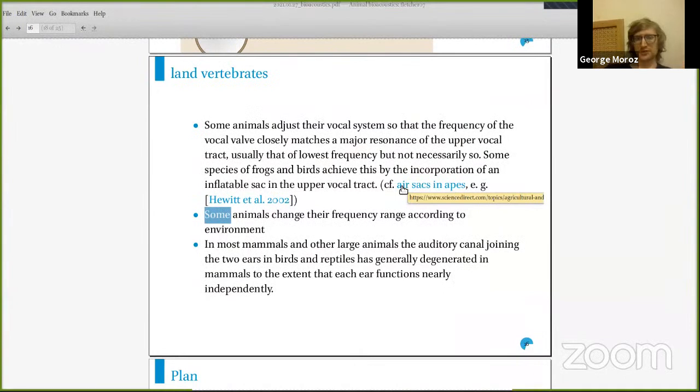There are also air sacs in apes, but they are a little bit uninvestigated, because there are different theories about what they are doing and why they are not working right now, and why, for instance, humans don't have those sacs and other apes do. And this is a really interesting thing about ape biology.